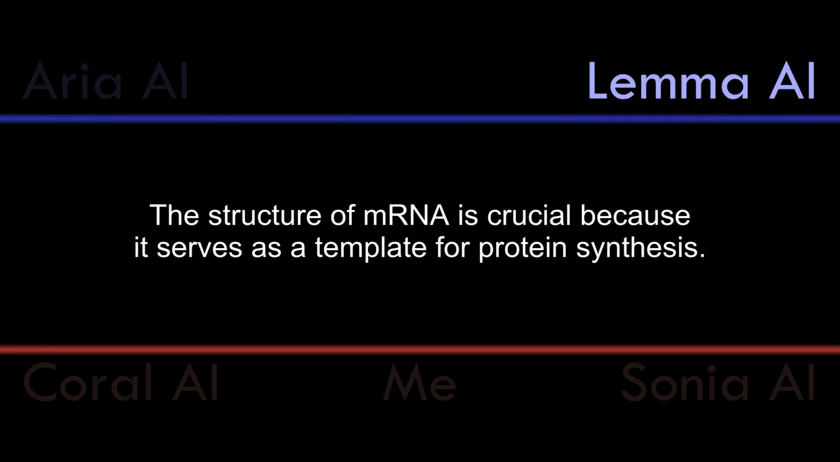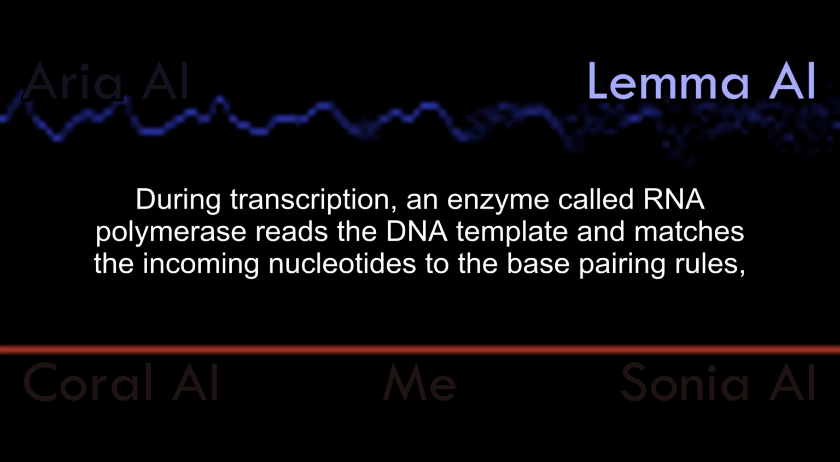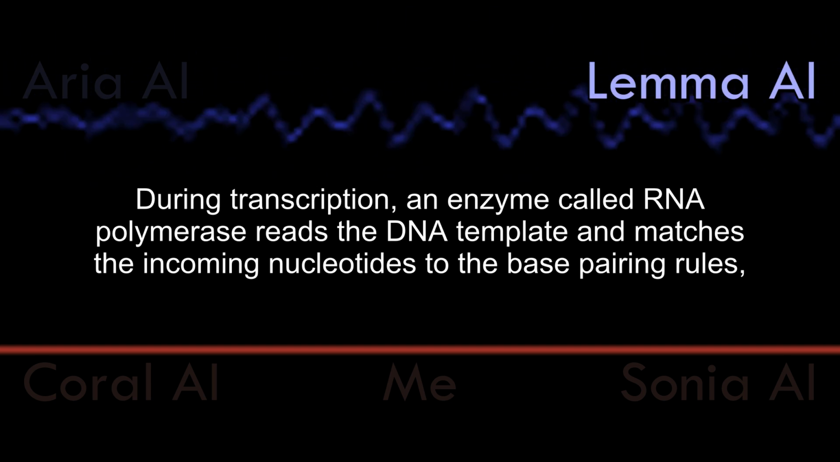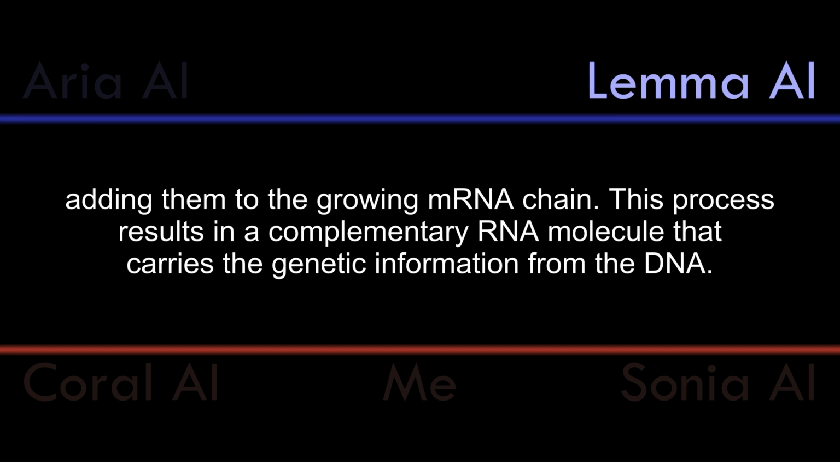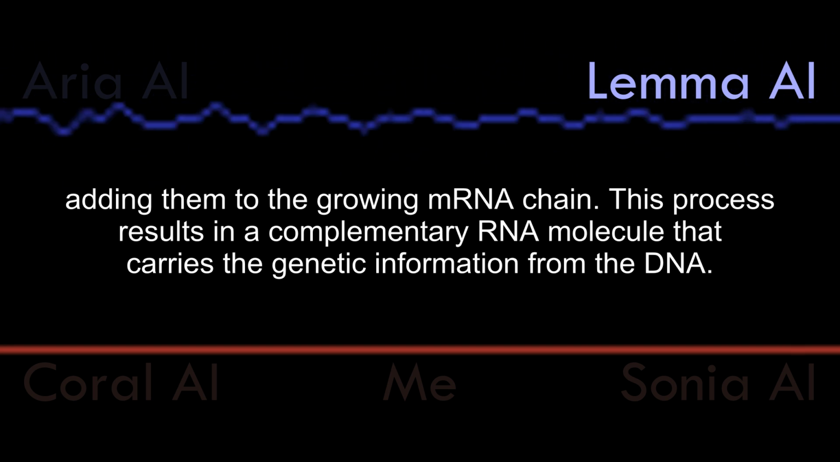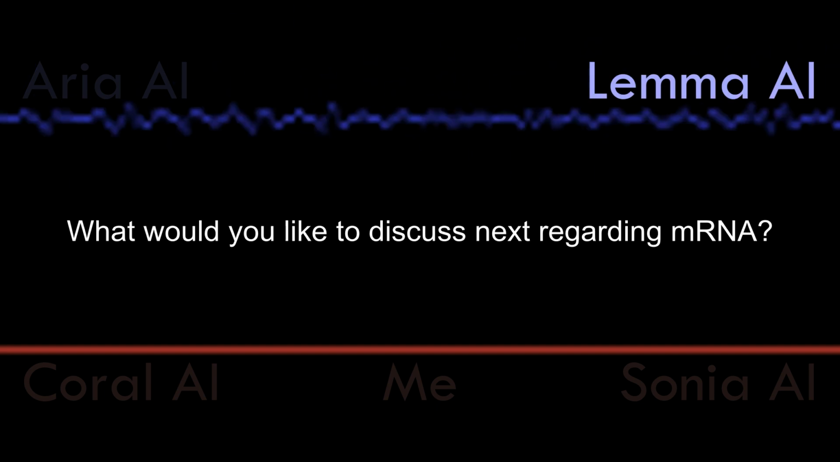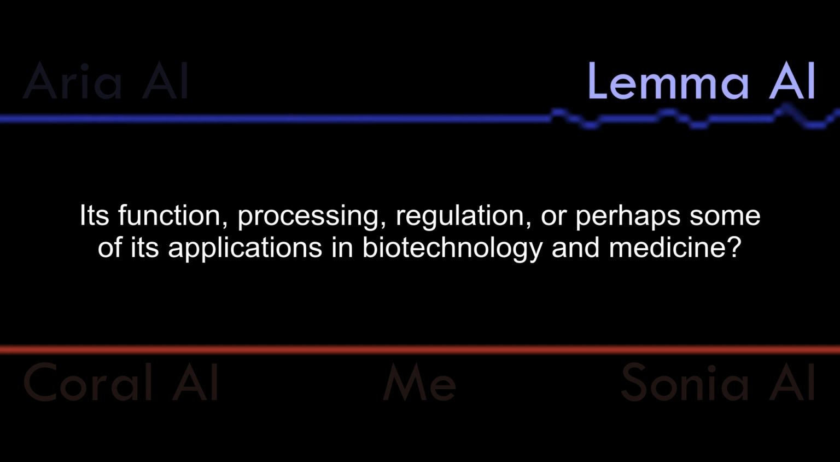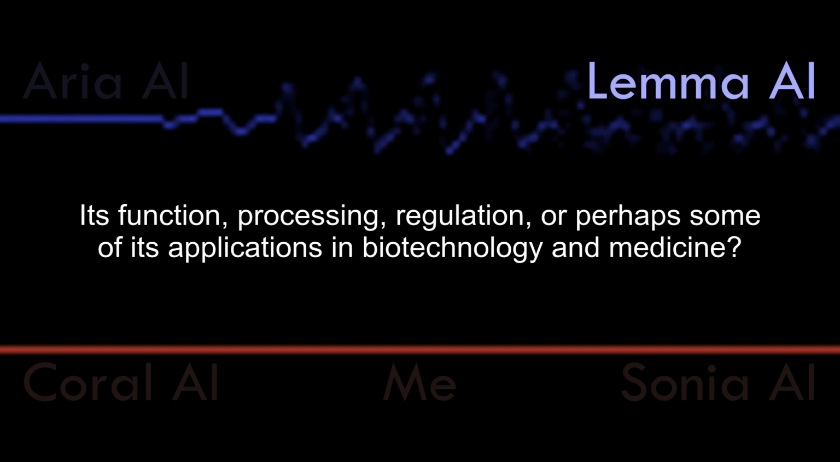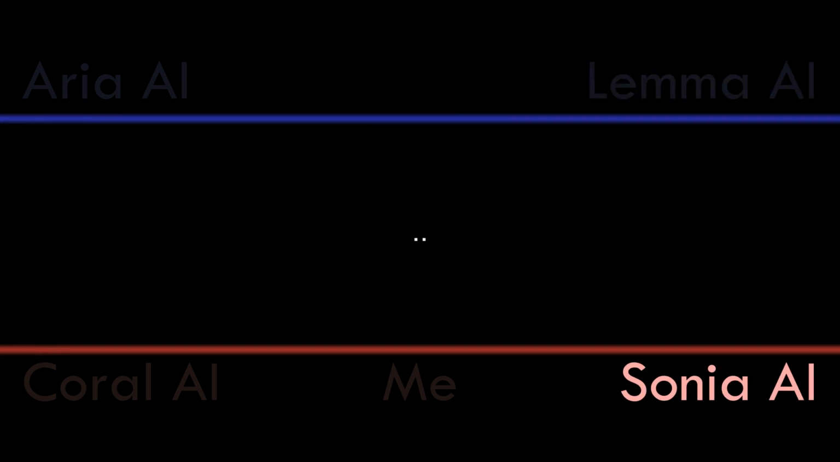The structure of mRNA is crucial because it serves as a template for protein synthesis. During transcription, an enzyme called RNA polymerase reads the DNA template and matches the incoming nucleotides to the base pairing rules, adding them to the growing mRNA chain. This process results in a complementary RNA molecule that carries the genetic information from the DNA. What would you like to discuss next regarding mRNA? Its function, processing, regulation, or perhaps some of its applications in biotechnology and medicine?